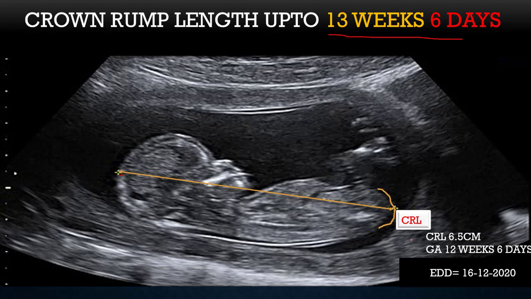So here the crown rump length is 6.5 centimeter and your ultrasound machine automatically will tell you the gestational age, that is 20 weeks 6 days, and according to this the EDD will be 16 December 2020, as we consider the gestational age as 40 weeks.